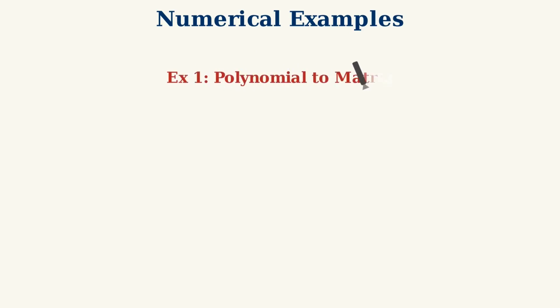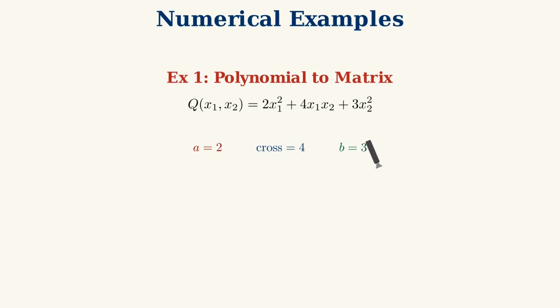Example 1. Convert this quadratic form into matrix form. First, identify the coefficients. A is 2, the cross term is 4, and B is 3. Now split the cross term by 2. This gives us 2 for the off-diagonal positions. Finally, we write the symmetric matrix A.